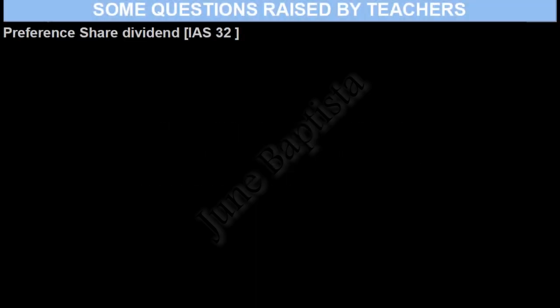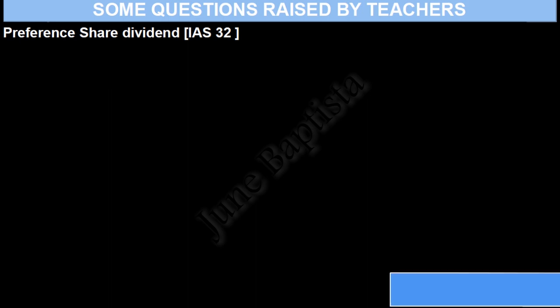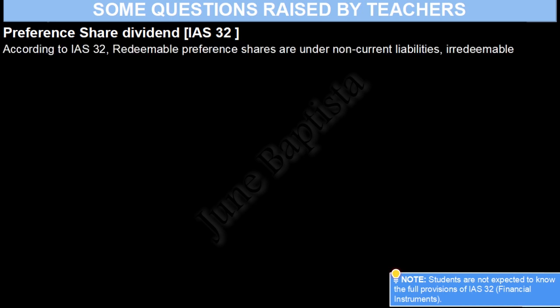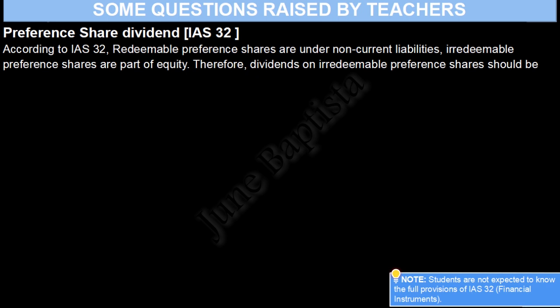In this video, we will be looking at some questions raised by teachers. Preference share dividend, IAS 32. Note, students are not expected to know the full provisions of IAS 32 that deal with financial instruments. According to IAS 32, redeemable preference shares are under non-current liabilities, and irredeemable preference shares are part of equity.